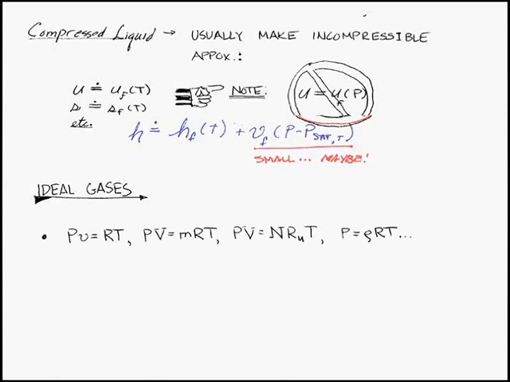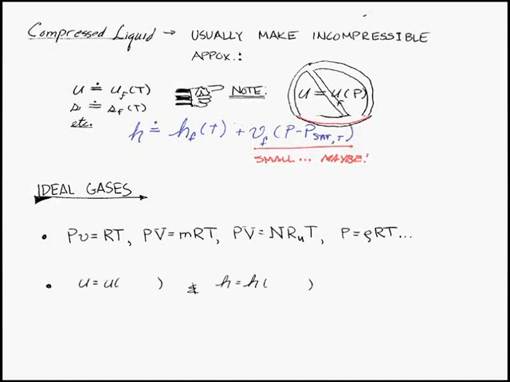Here's a big one. PV is equal to nRT, or P little v is equal to RT, or PV is equal to mRT, or PV is equal to N R universal times T. Many different forms of this equation, and you should be pretty good at using all of these forms. So you don't need any tables to calculate pressure, volume, density, those kinds of things, if you know pressure, temperature, etc.